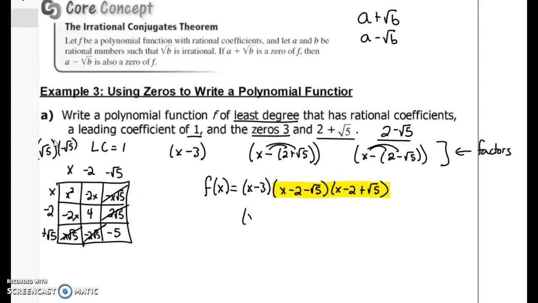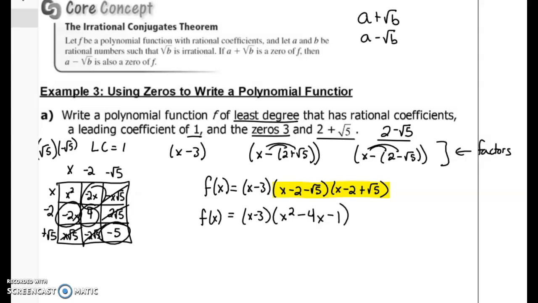So what we have here is x squared. You see right here we have our minus 2x and minus 2x. That makes minus 4x. And then you see also we have our 4 and our minus 5. And 4 minus 5 is negative 1. Okay, and so that's the solution when I multiply those two highlighted factors.